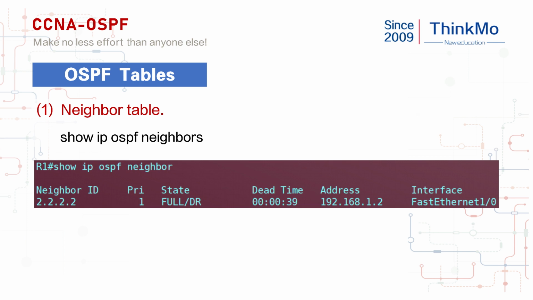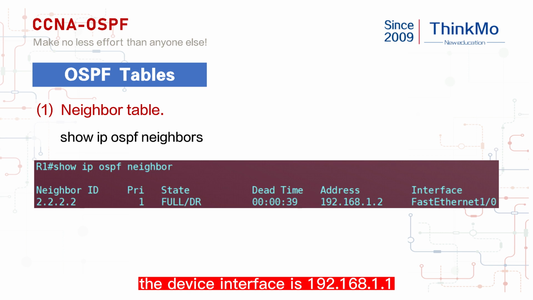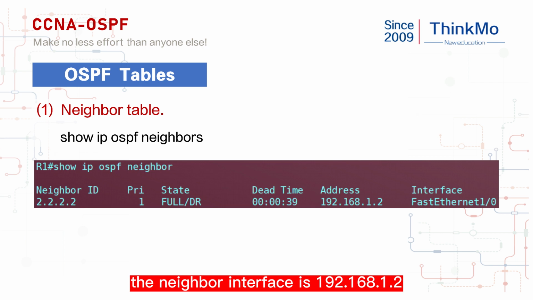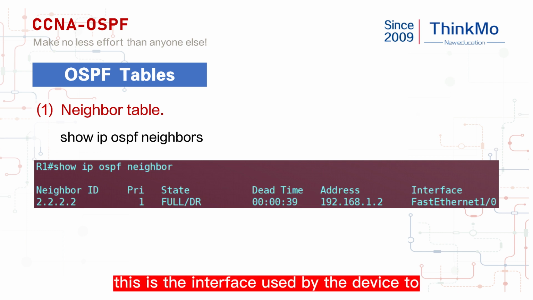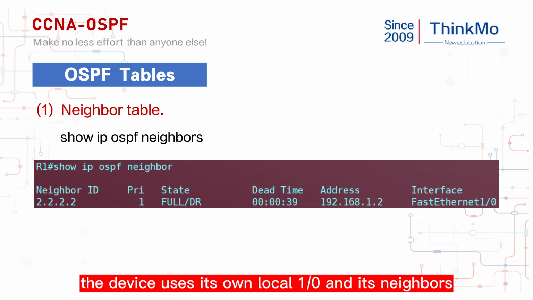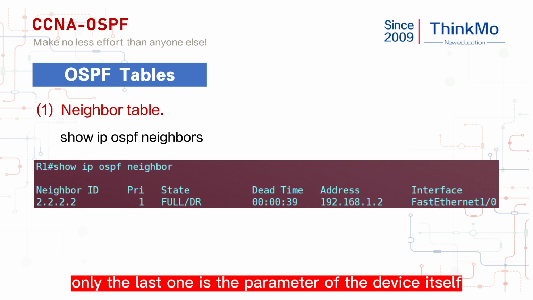Let's look down. Here is an address. This is the IP address of the neighbor interface. The device interface is 192.168.1.1. The neighbor interface is 192.168.1.2. And the last, interface. This is the interface used by the device to establish a neighbor with the other party locally. Only this one is the device's own. That is, the previous parameters are the parameters of the neighbor. Only the last one is the parameter of the device itself.